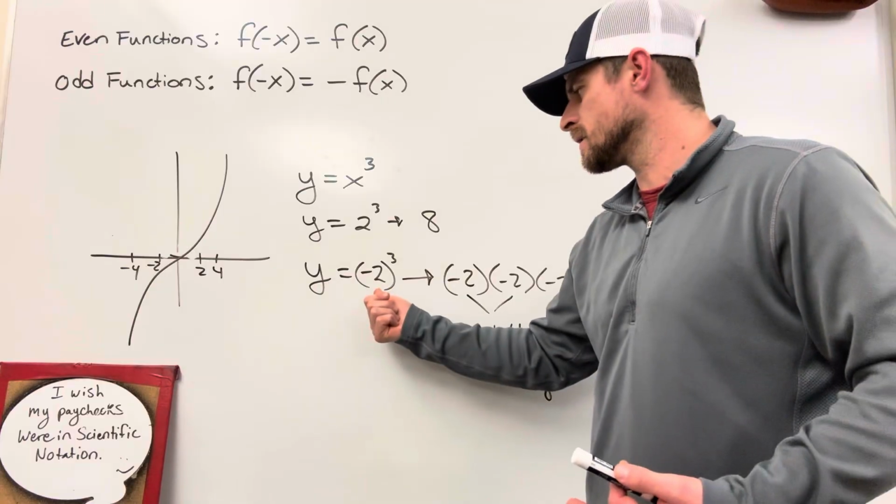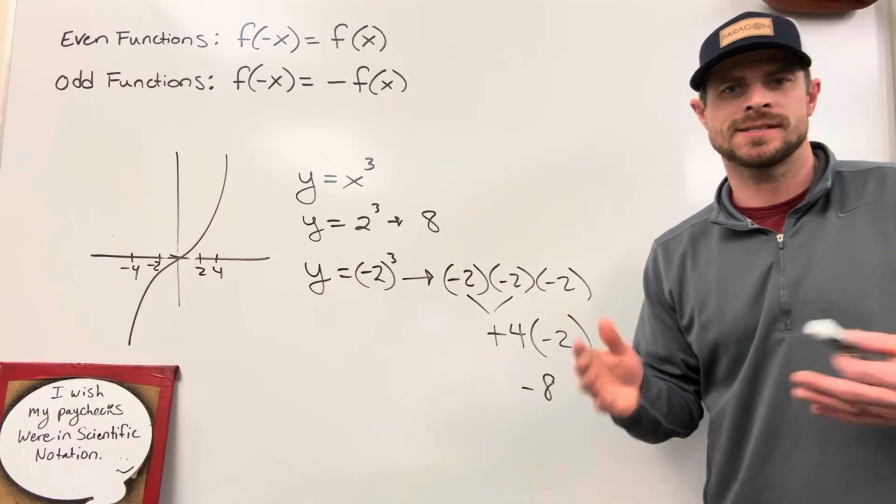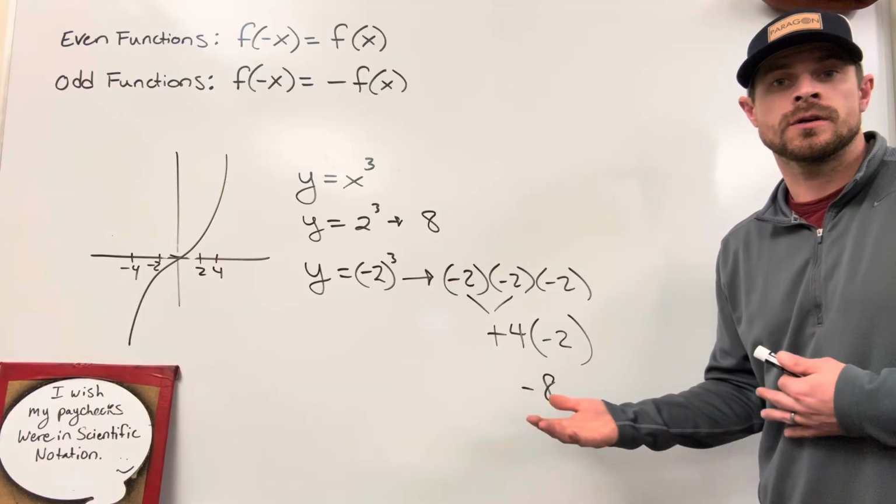So now that you know the basics of it, even functions, odd functions, or some functions are neither, right? You put a 4 in and a negative 4, you get 2 completely different results. They're not opposites of each other or the same. You would just say that's neither. It's not odd nor even.